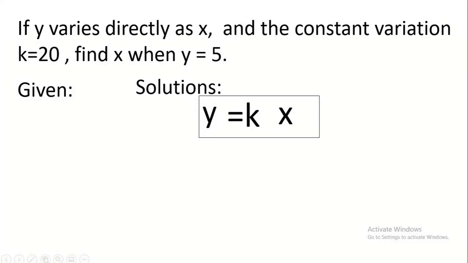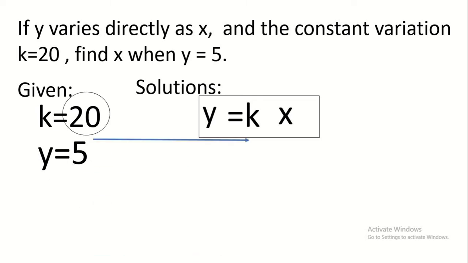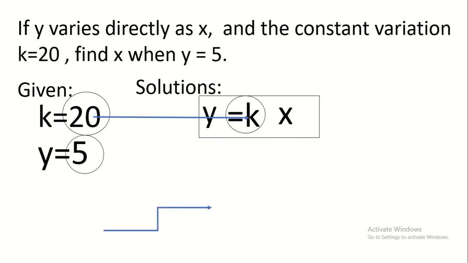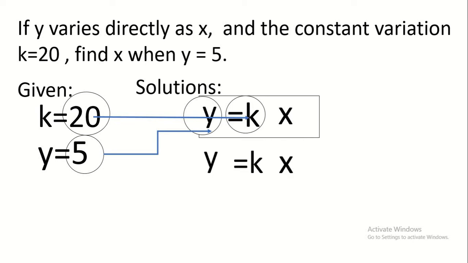Next is, paano naman kukunin if si x ang nawawala? If y varies directly as x and the constant variation is 20, find x when y is 5. So, si k is 20, si y ay 5. So, si 20, ililipat lang natin siya or isa-substitute natin siya kay k and si 5 ay para kay y. So, substitute na natin, si y is 5, si k is 20.